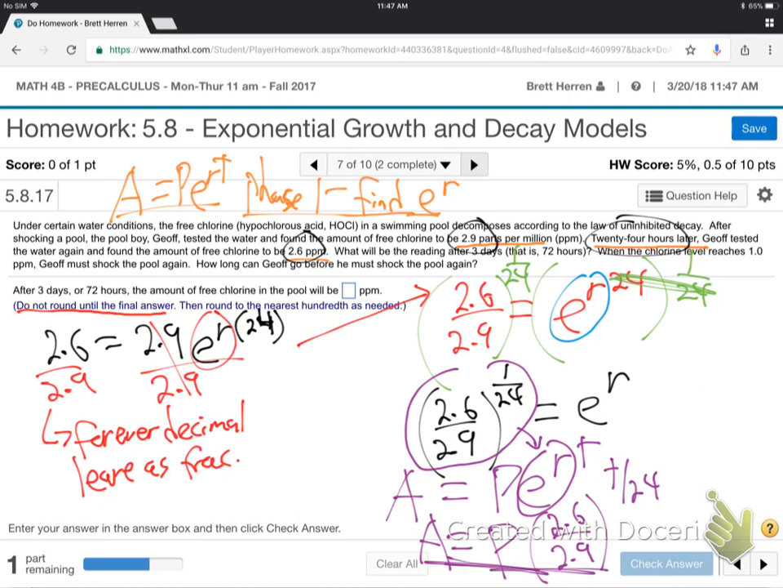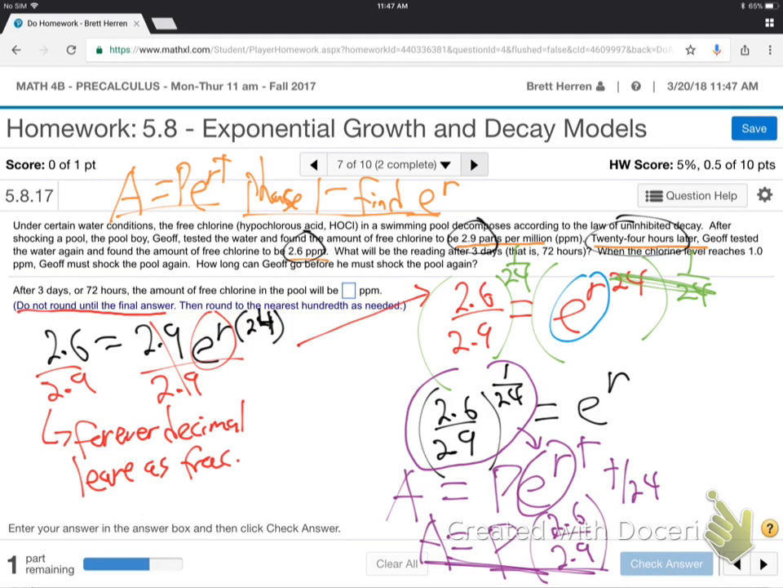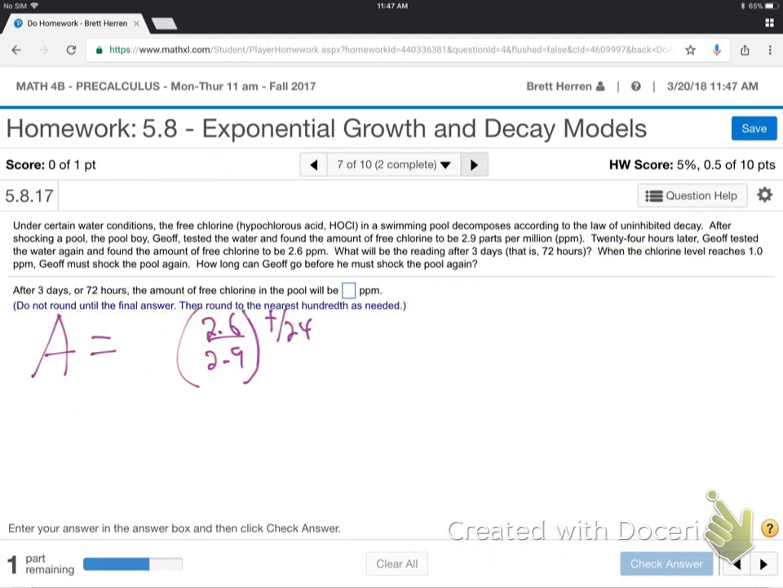we'll use it. So I'll go to a fresh screen if you got that down. A equals P times 2.6 over 2.9 to the T over 24, right? Oh, we know the P, don't we? What's the P? P's the initial amount. That's 2.9. Remember, 2.9 was the starting amount of chlorine. So we can put that in also. It started at 2.9. 24 hours later it became 2.6. So the P is 2.9, the starting amount. And this is the e to the r. There's our T.